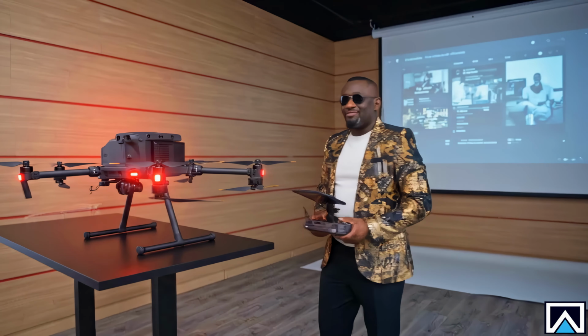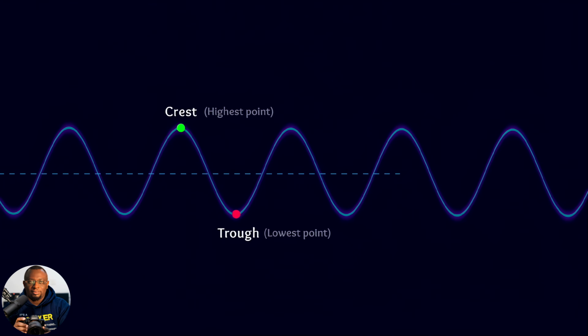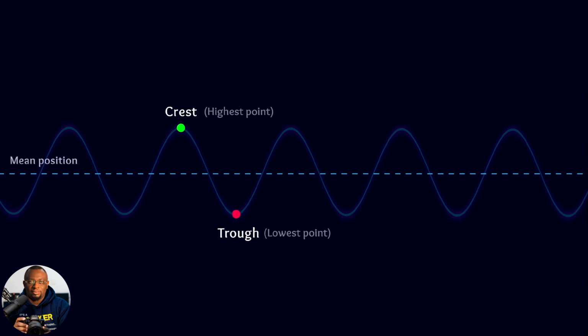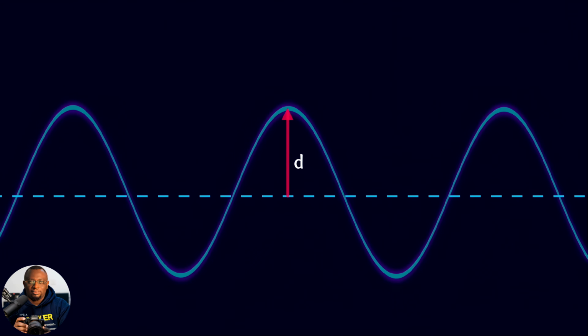Like ocean waves, electromagnetic waves have crests and troughs. The crest is the highest point of the wave, and the trough is the lowest point. The center between the lowest and highest points is called the mean position. The distance from the mean position to the crest or trough is called the amplitude. This is the height of the wave.